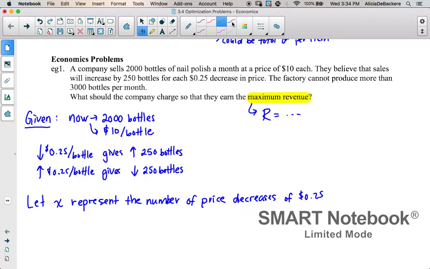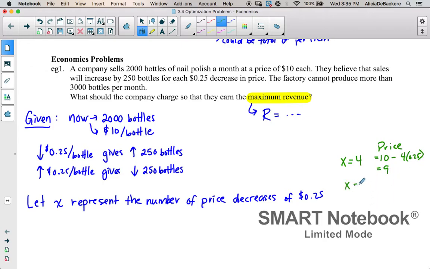So I normally wouldn't write this, but let's think about what that means. If x is equal to 4, then I'm decreasing the price 4 times. So I'm going to take the price of $10 and it's going to be 10 minus 4 quarters, or 10 minus $1. So the price would equal 9.